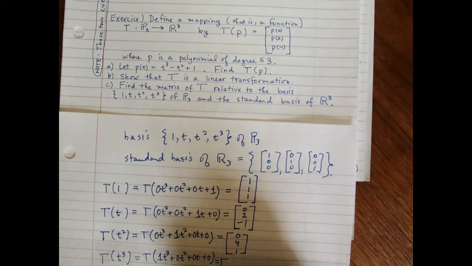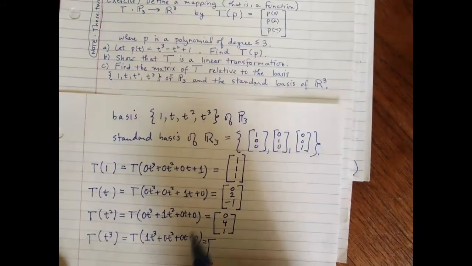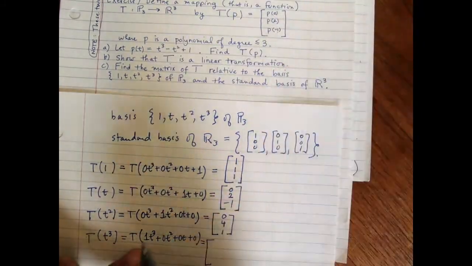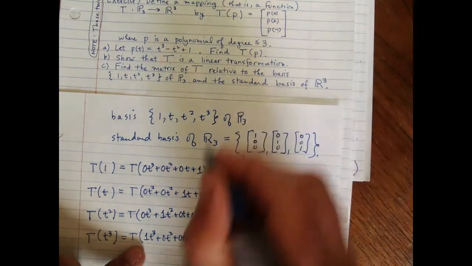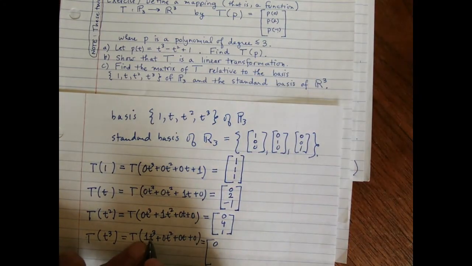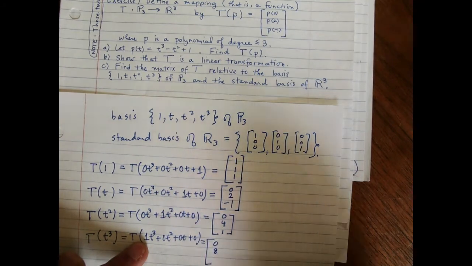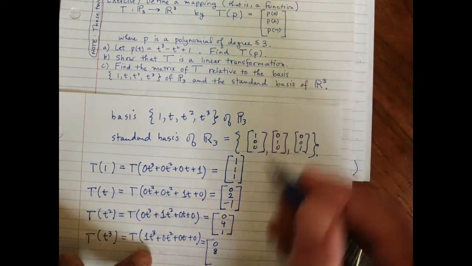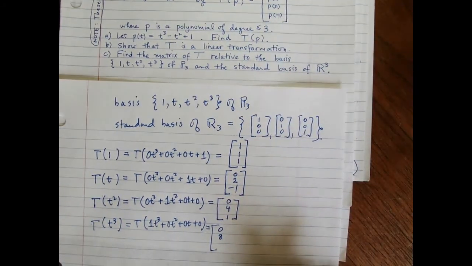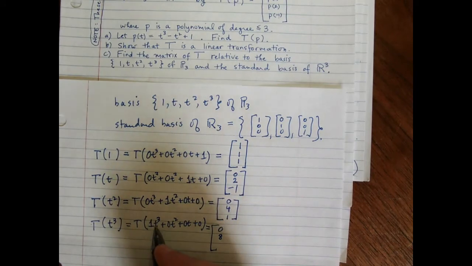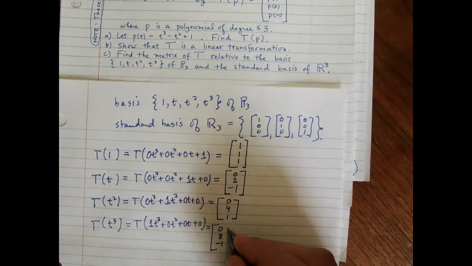And can I squeeze my fourth one in here? When I plug in t equals 0, I get 0. T equals 2, I'm just going to have 2 cubed, which is 8. When I plug in t equals -1, I'm going to have -1 cubed, which is -1.